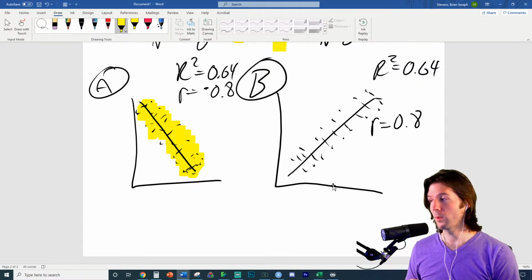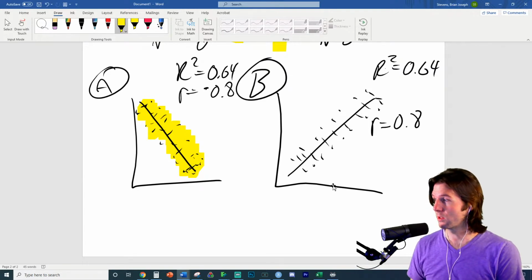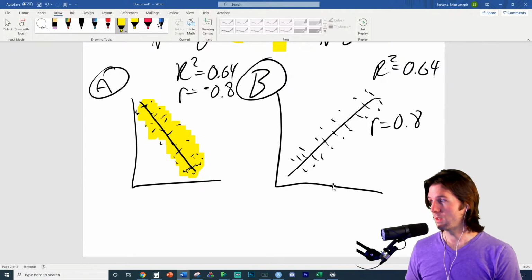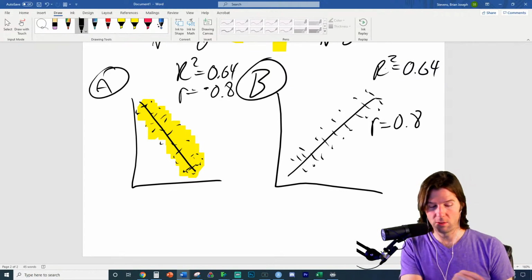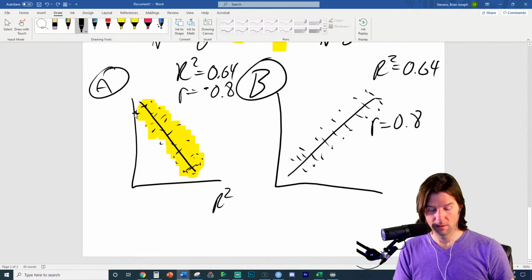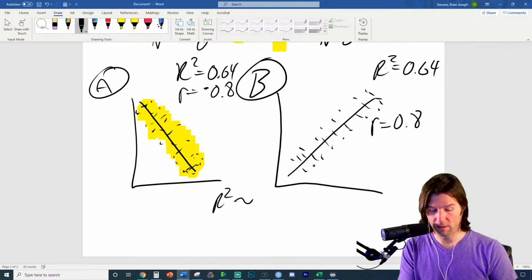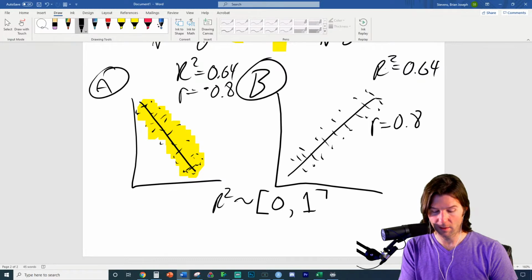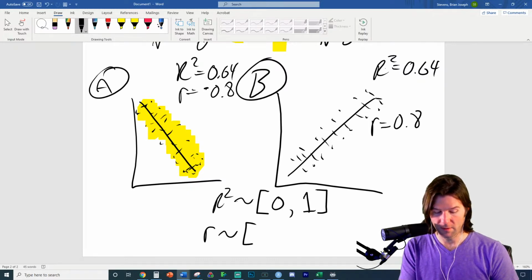So when you take the square root of r squared, you have to make sure the slope is either positive or negative, because r will be positive or negative. R squared is always from 0 to 1. So a good note to have is that r squared is contained in the values from 0 all the way up to 1, inclusive of those values. And r is within the range of -1 to 1.